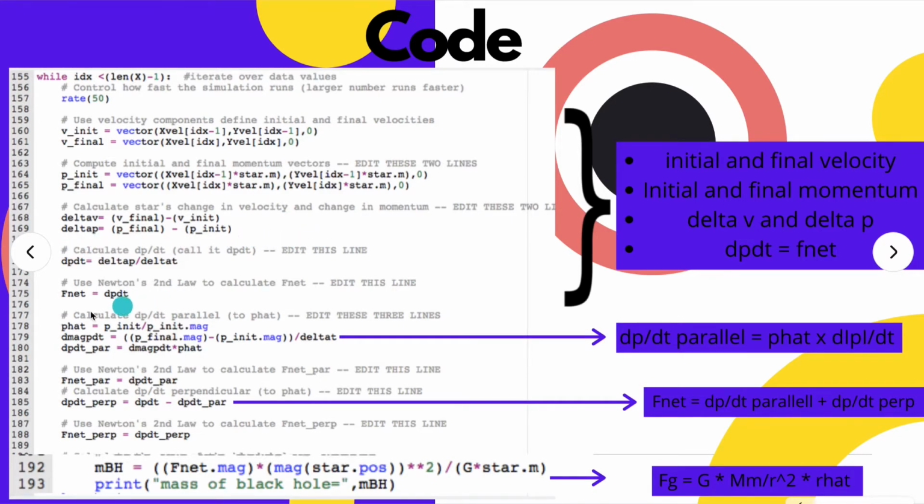To calculate dp/dt parallel, we first computed the unit vector, which is the initial momentum over the magnitude of the initial momentum. And then we multiplied that by the derivative of the magnitude of the momentum over delta t. Now, to find the perpendicular component of our net force, we know that the total net force is equal to the sum of the parallel and perpendicular components. So, the perpendicular component of our net force is equal to our total net force minus dp/dt parallel.